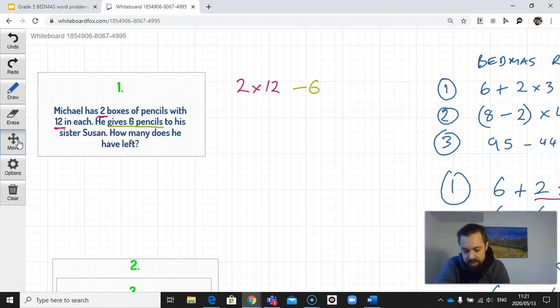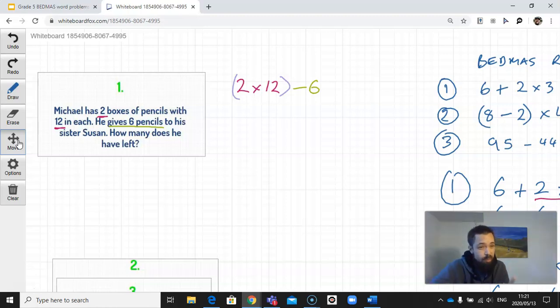Okay, so our number sentence is there. In fact, it doesn't really matter if you do or you don't, but I'm going to do it anyway. We wanted to find out how many pencils he had altogether before we gave those 6 away. So what we could do is just put a bracket around there, to make sure we work out how many pencils he has altogether before we give it away.